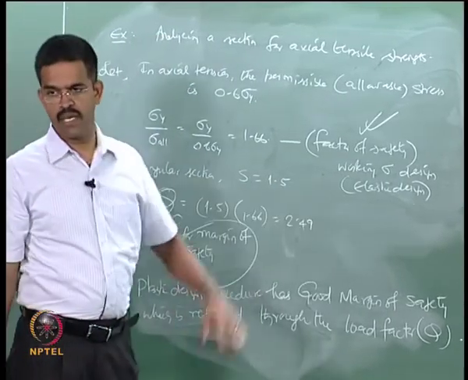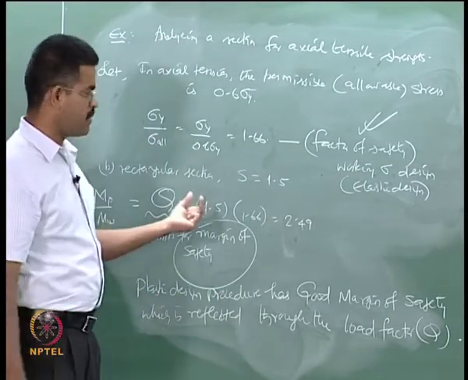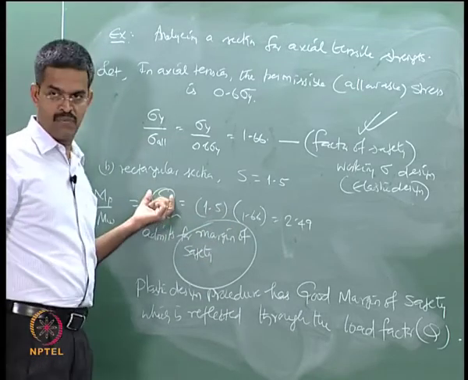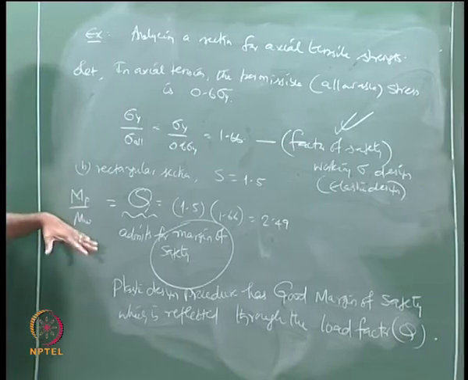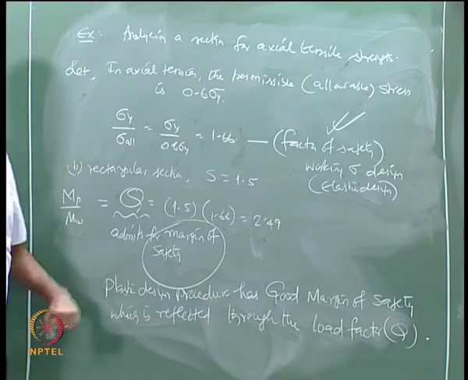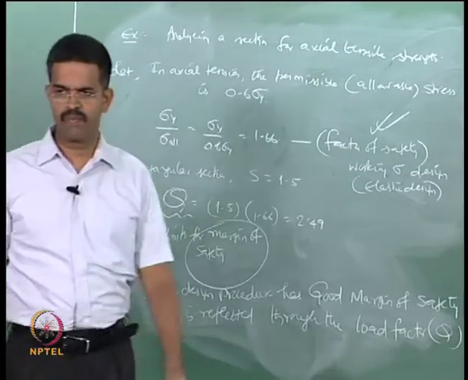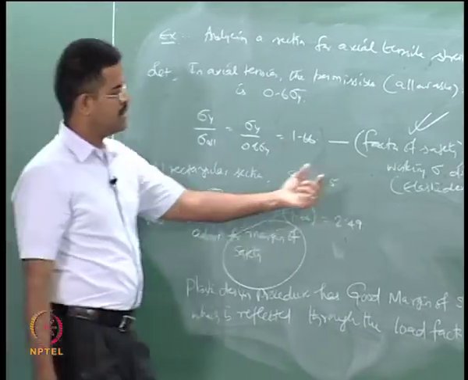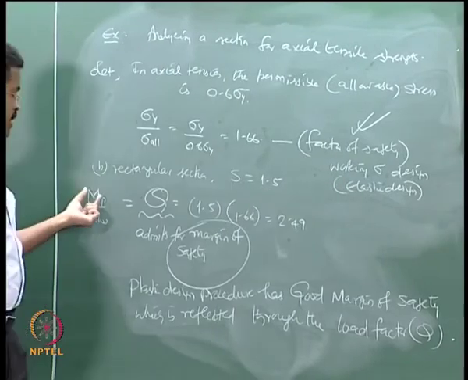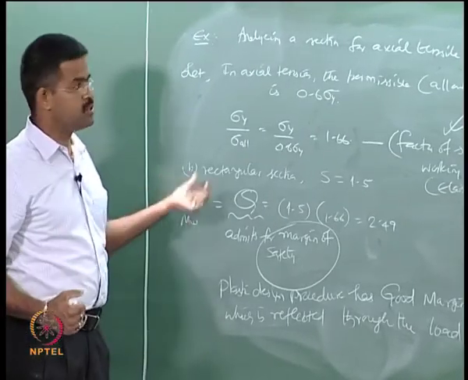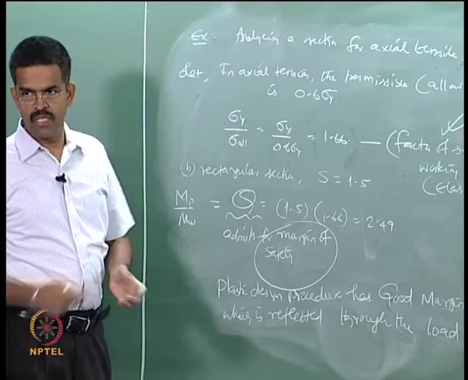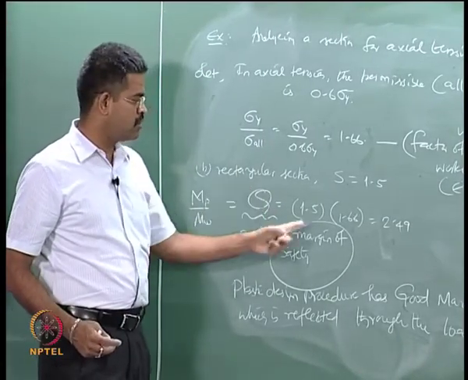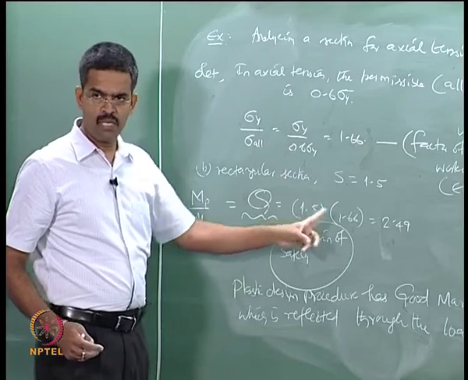is eliminated because it is having enough factor of safety as margin of safety, which is seen in the load factor, which is nothing but the ratio of plastic moment to working moment or elastic moment. Okay, where elastic moment is the moment what you get using elastic design, plastic moment is the moment carrying capacity what you arrive using the plastic design. The difference between these two is Q, and that Q accounts for margin of safety multiplied by shape factor.